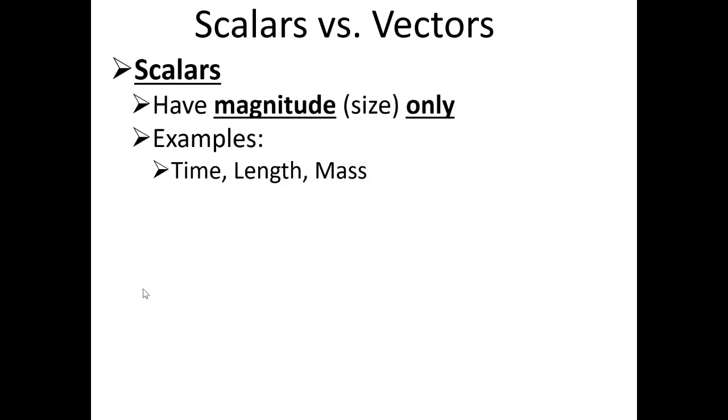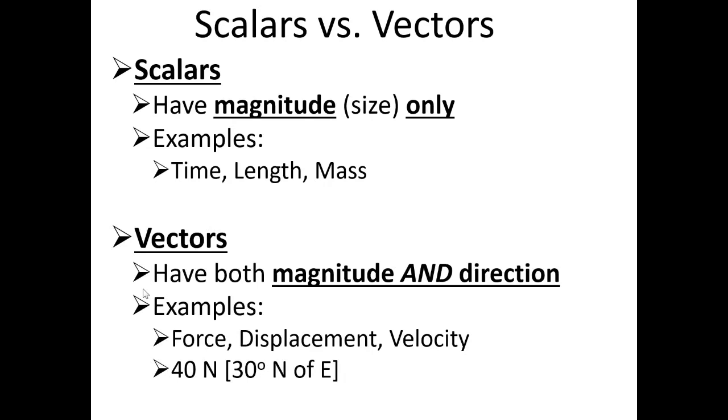Scalars are things that have magnitude or size only. Examples of those are time, length, and mass. Vectors, on the other hand, have both magnitude and direction. Examples are force, displacement, velocity.